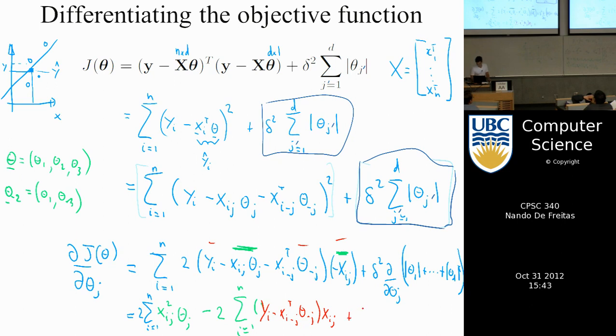Plus delta squared times the derivative with respect to theta j only of the absolute value of theta j, right? Because I would have the absolute value of theta 1 and theta 2 and theta 3, but it is only theta j, since the derivative of any of the other thetas with respect to theta j will be 0. So if I have the derivative with respect to theta 2 of theta 1 plus theta 2 plus theta 3, that's equal to the derivative with respect to theta 2 of theta 2 plus 0 plus 0, because these guys don't depend on theta 2, so the derivative is 0.